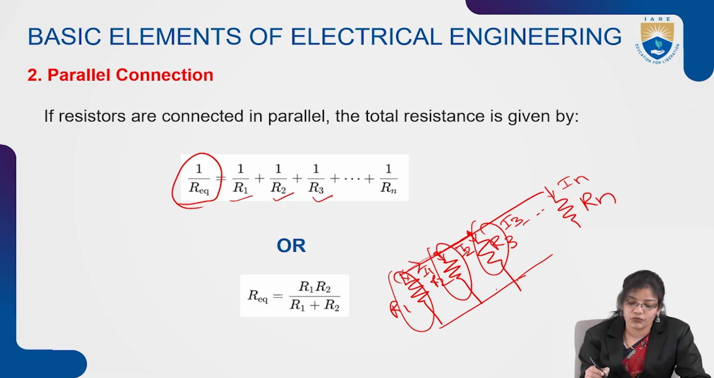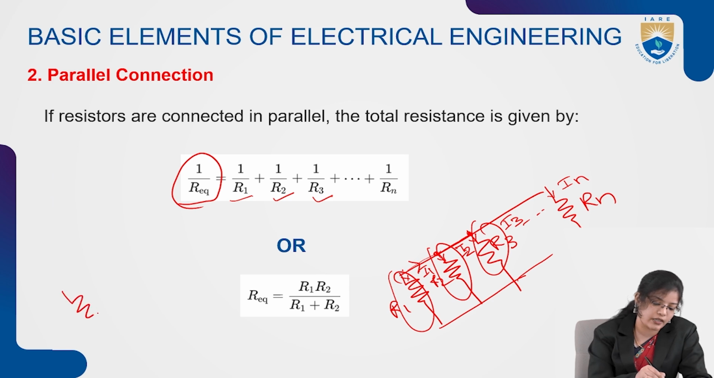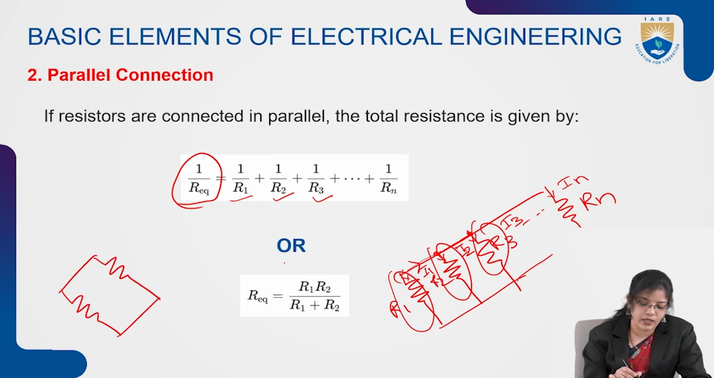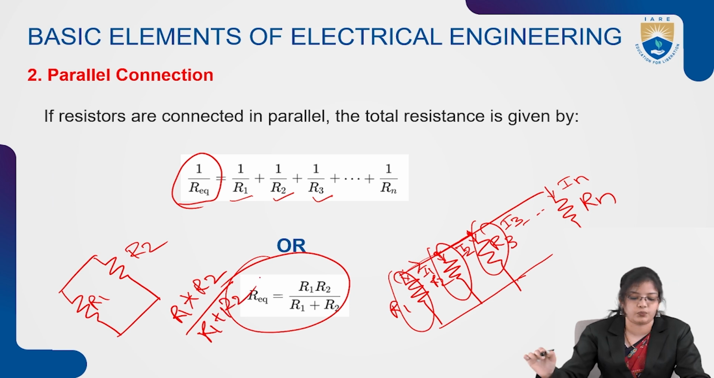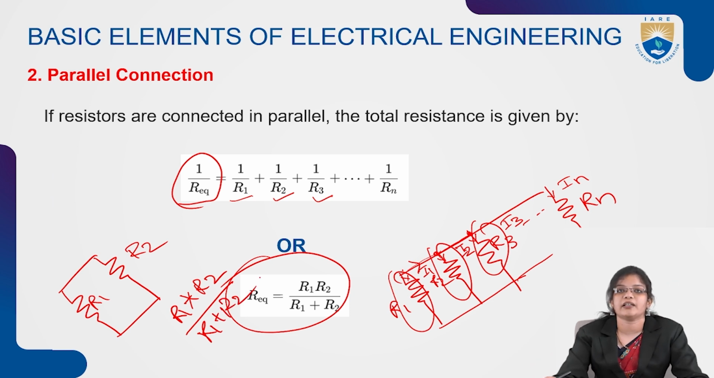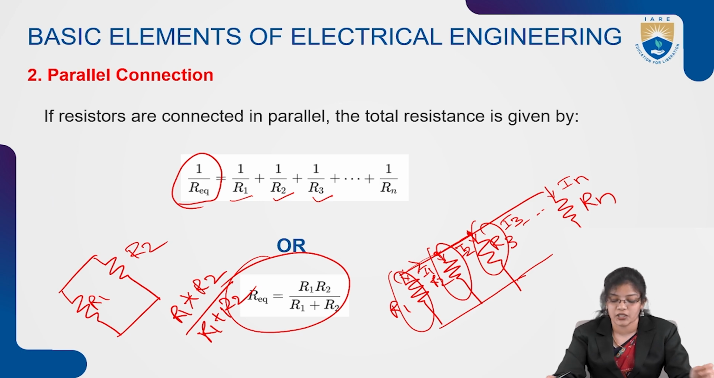If only two resistances are connected in parallel, then the resistance can be calculated in this way: taking them as R1 and R2, the R equivalent will be R1 into R2 by R1 plus R2. In this way, we can calculate the resistances when they are connected in parallel.